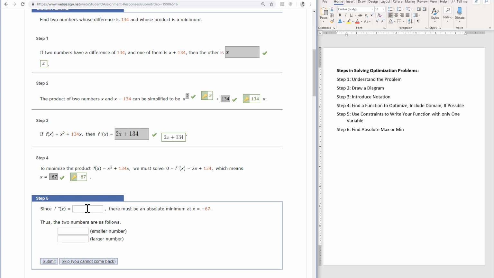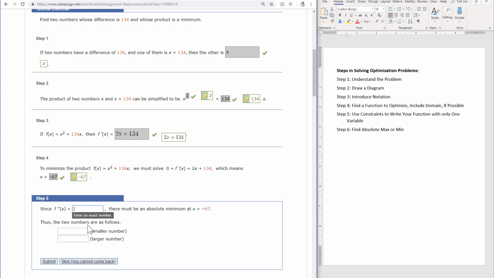Now we could check if that critical point is a maximum or minimum. But you can see that this is a parabola going upward, so this must be a minimum. To double check that, we take our first derivative and take the derivative of that to get a second derivative. The second derivative is a 2, a positive 2. So this parabola is always going to be opening upward, which makes sense. So we have an absolute minimum at x equals negative 67.